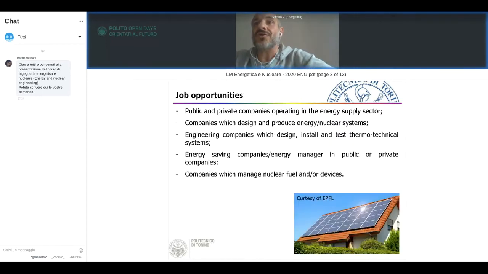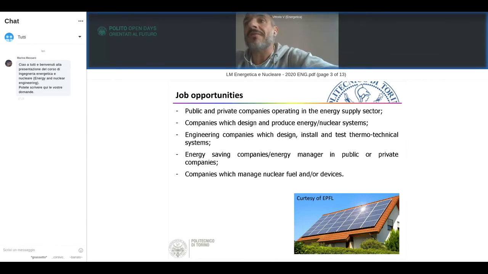Concerning the job opportunities related with this career, well, this is an industrial engineering career. So of course you can basically apply for possible jobs in the entire spectrum of industrial engineering. But more specifically, your career aims at preparing for the following job opportunities.